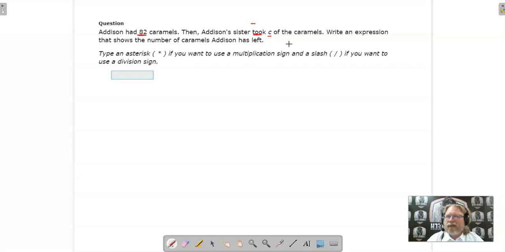And we're taking away from a starting value. So in this case, 82 is what we started with, number of caramels that Addison has. His sister took C caramels away, so minus C. So our expression is going to be 82 minus C.